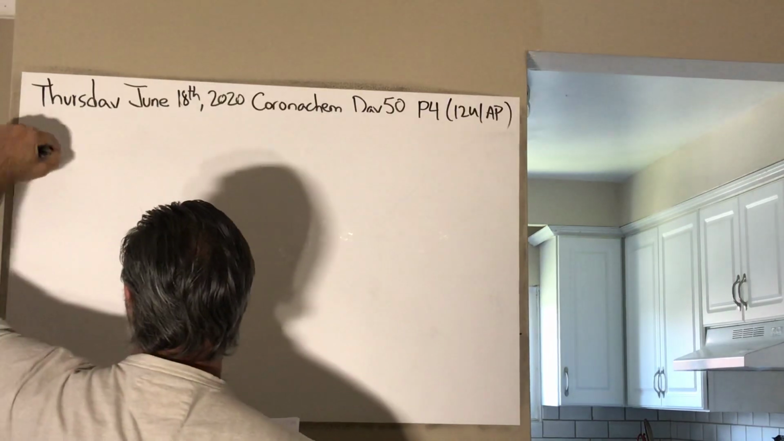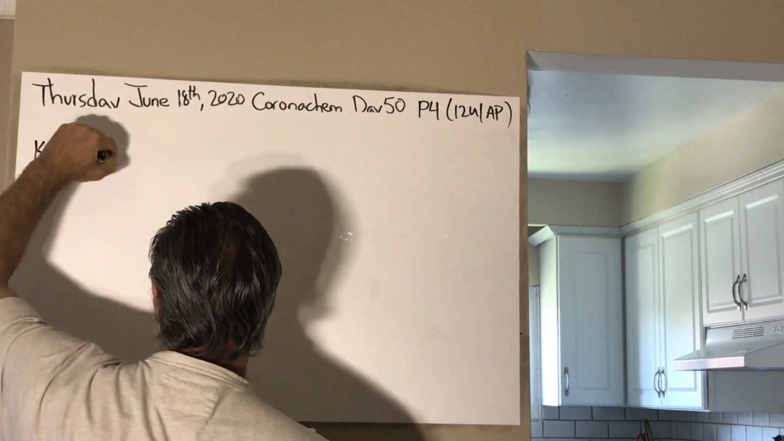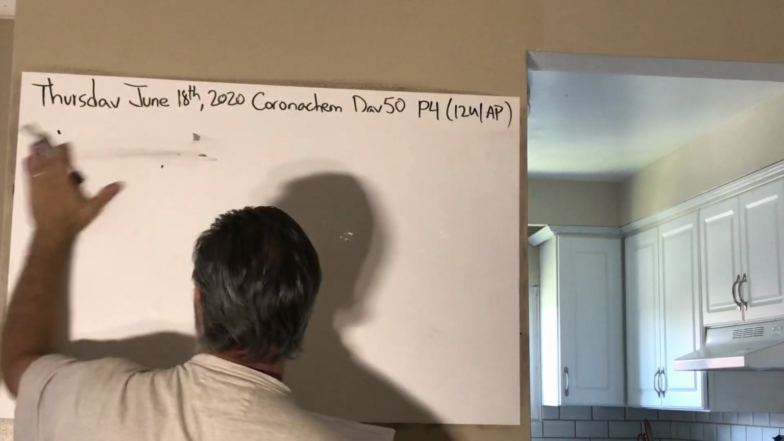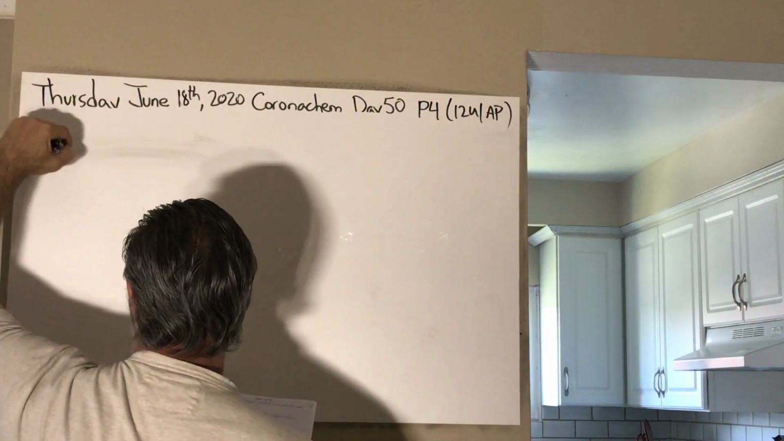So ketones are important as solvents. Whoops, sorry, copying the wrong thing. Carboxylic acid.